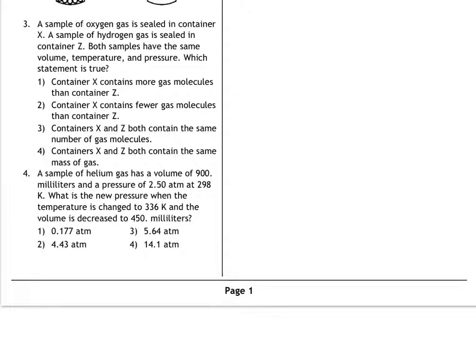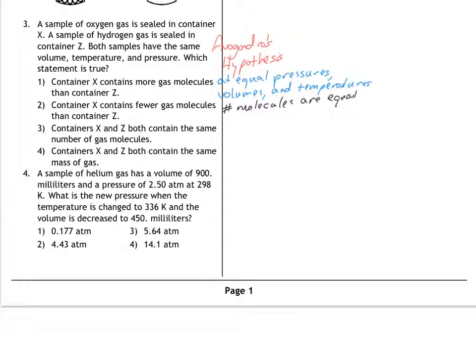Okay, so we have a sample of oxygen gas sealed in container X and a sample of hydrogen gas sealed in container Z. Both samples have the same volume, temperature, and pressure, so which statement is true? We can use Avogadro's hypothesis here, which basically states that if you have two samples of gas at equal pressures, volumes, and temperatures, that the number of molecules are also equal.